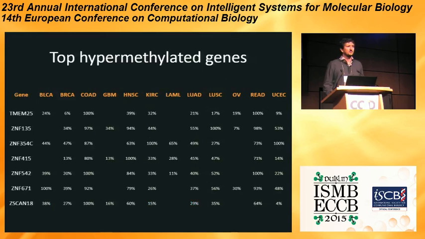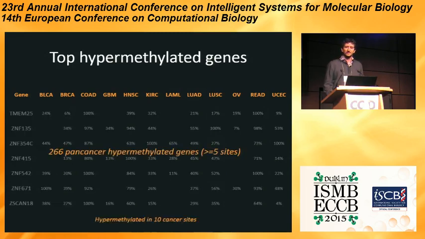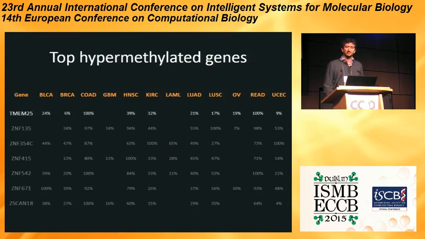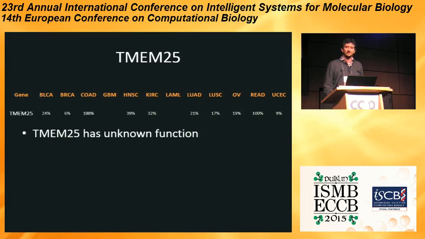So first, what we did is we also looked at the top hypermethylated genes. So which genes are being hypermethylated in many different cancer sites. And we found a number of genes that are hypermethylated in at least 10 cancer sites. So overall, we found about 266 of these pan-cancer hypermethylated genes, and this was defined as at least 5 cancer sites. So just to give you an example, the top gene, which was hypermethylated in 10 sites, is TMM25.